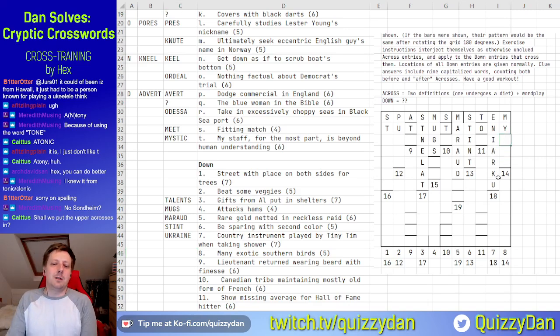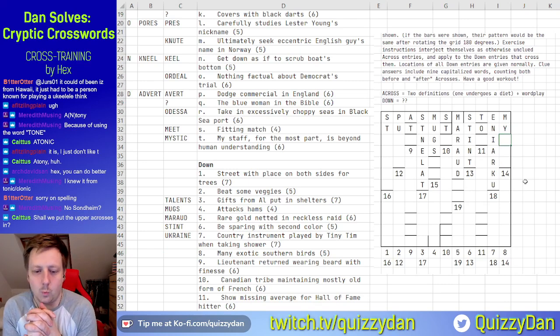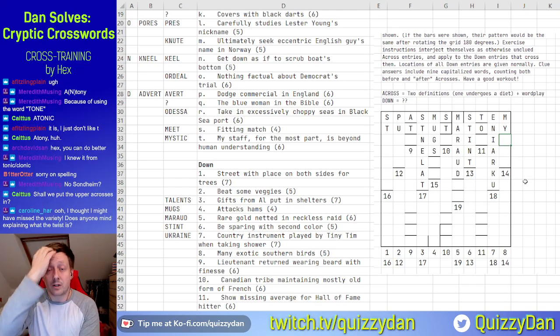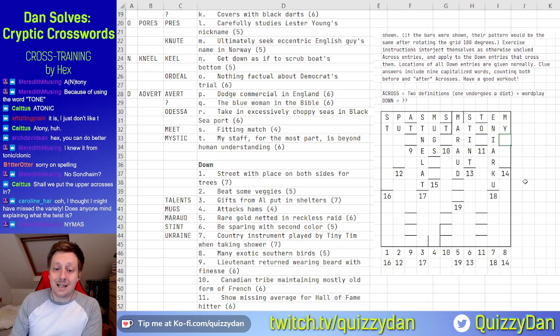Many exotic southern birds. It's relatively straightforward when you parse it correctly. Southern is S. This is a type of bird, also spelt with an H, but in this case it's not. Yes, someone explained the twist, Caroline. Many exotic southern birds. Many exotic, anagram of many. And then S for southern, you get minors.